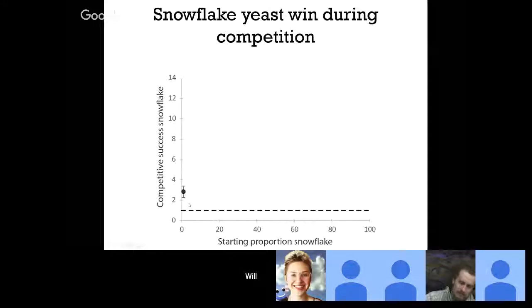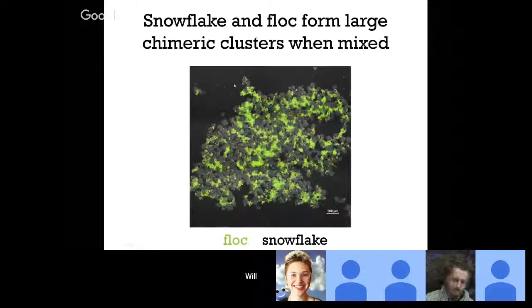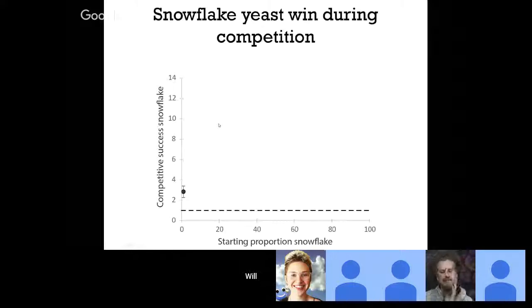So when snowflake yeast are really rare, this is the line of parity, where flock and snowflake yeast are equally fit. When they're really rare, like 1%, they have a 2.8-fold relative fitness increase over their flock competitors. And basically this is because a bunch of flock cells don't make it into a flock. A bunch of flock cells are just single-celled and they didn't get into the flock. But pretty much every single snowflake yeast in the population makes it into a flock. So they have really high survival during settling selection.